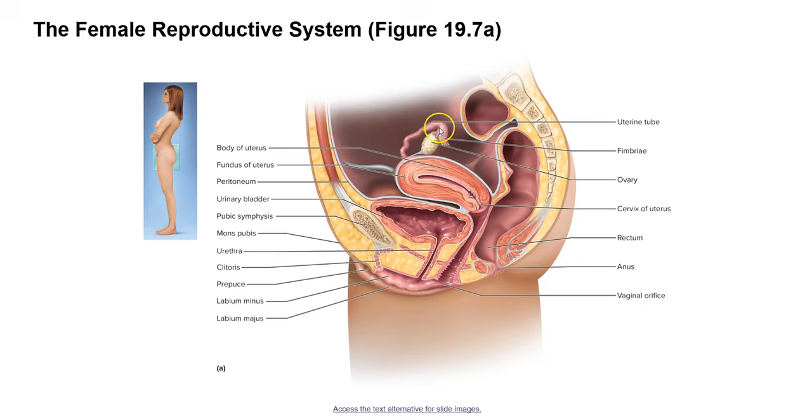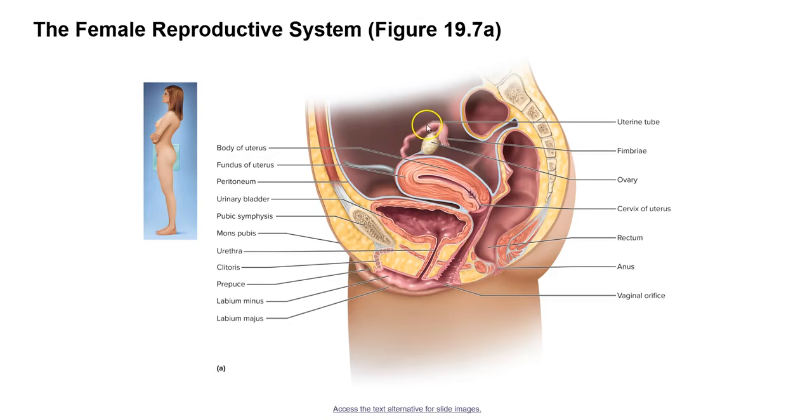Now, coming off of the ovary, we have what's called the uterine tube. The old name of this was the fallopian tube, and this is the tube that can potentially catch an ovulated oocyte, secondary oocyte, which can eventually potentially become a mature female sex cell known as an ovum.